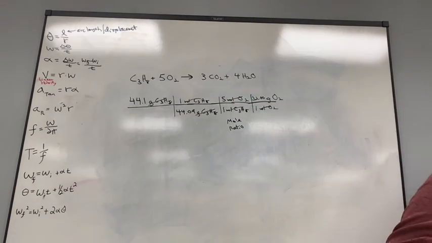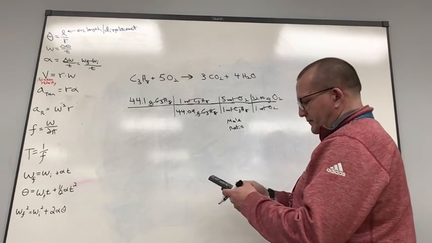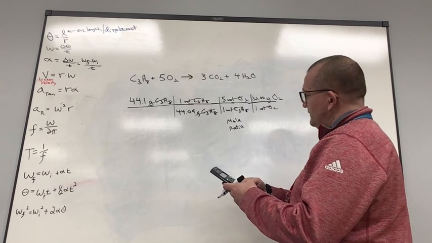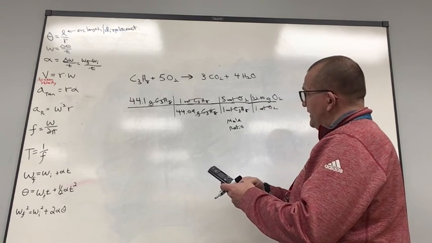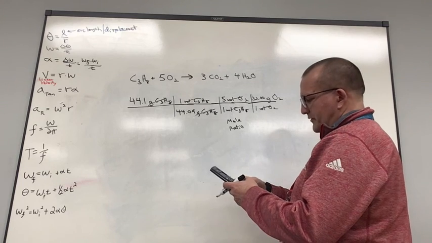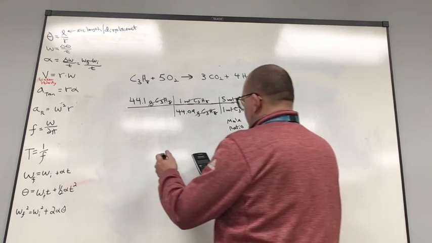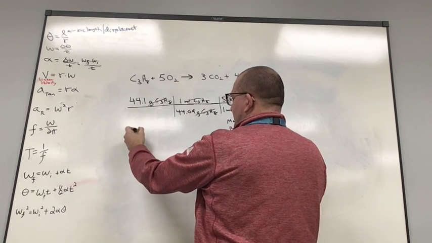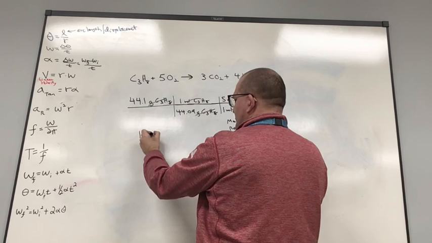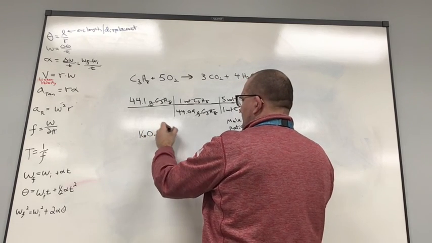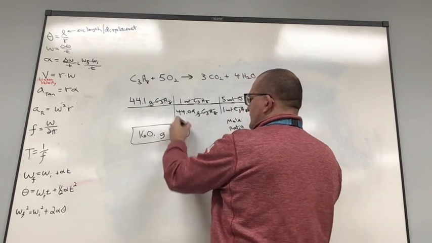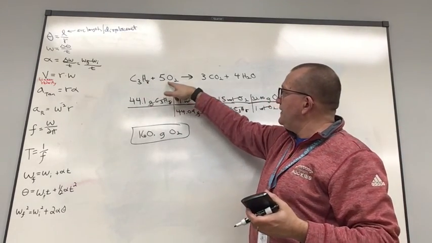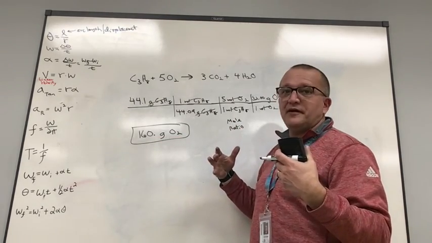So I'm going to calculate this all up so we can get an answer of 44.1 divided by 44.09, hit equal, times 5, hit equal, times 32, hit equal. I get 160 on the dot, 3 sig figs out. So I just go 160 grams of O2. So what this tells me is if I have 44.1 grams of this, I need 160 grams of O2 to make this reaction happen.